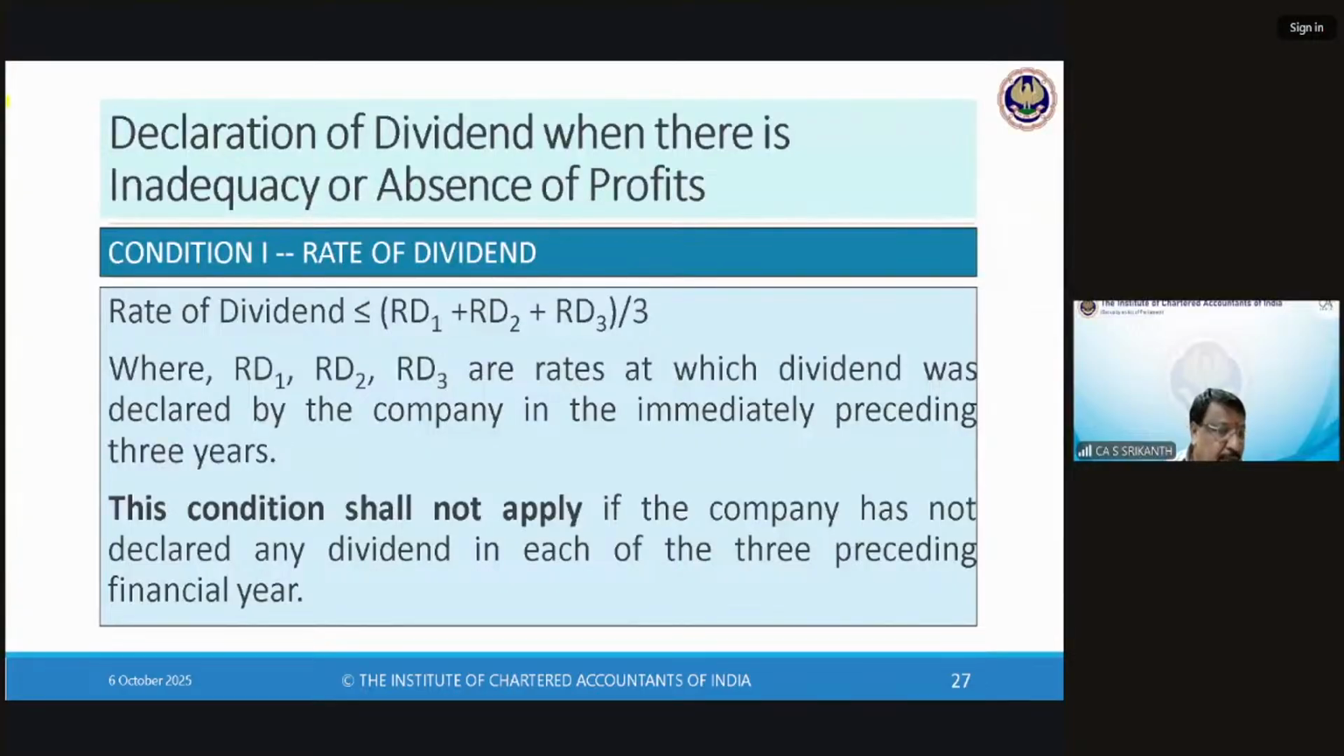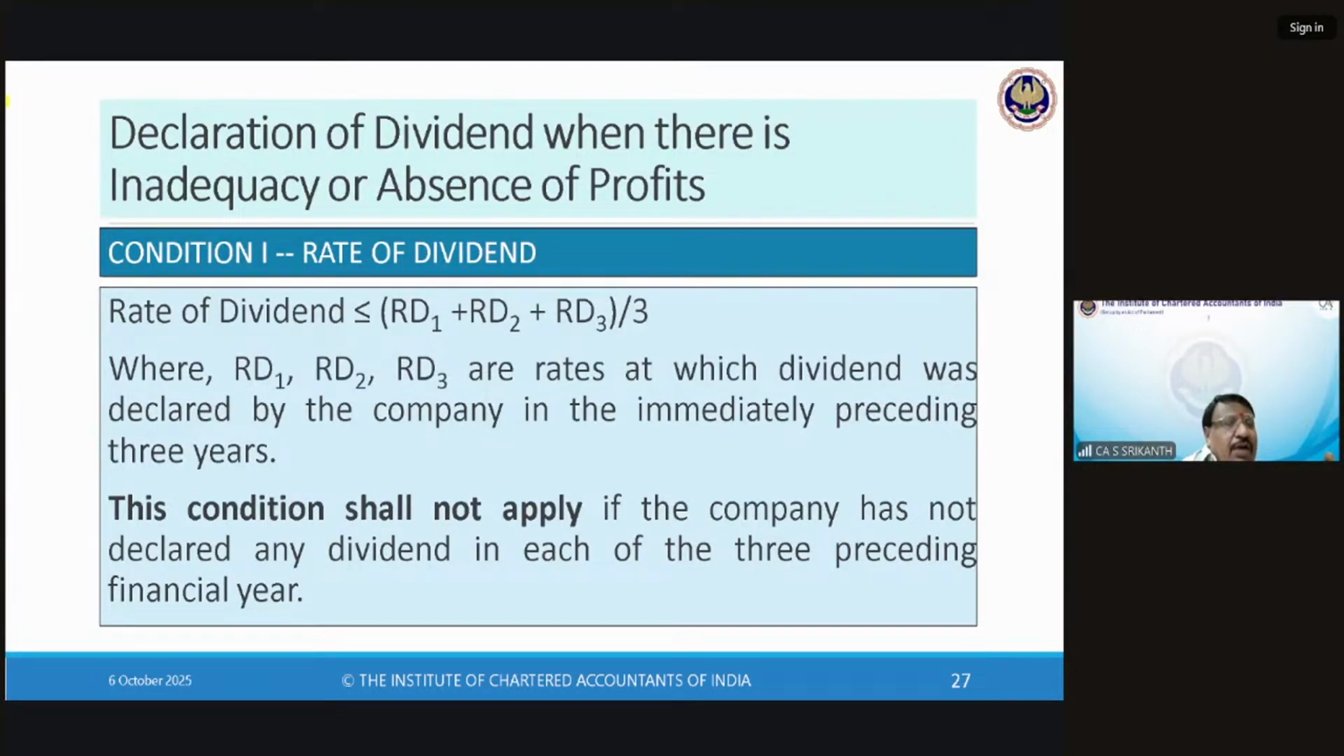Okay. First condition, the rate of dividend. The rate of dividend should be less than or equal to the average dividend declared by the company in the immediately preceding 3 years. Same as interim, but be careful here. There's one important difference. I told you now. So, rate of dividend should not exceed, that is, should be less than or equal to the average rate of dividend declared by the company in the immediately preceding 3 years. But suppose in any year, the company has not declared any dividend, this condition shall not apply.